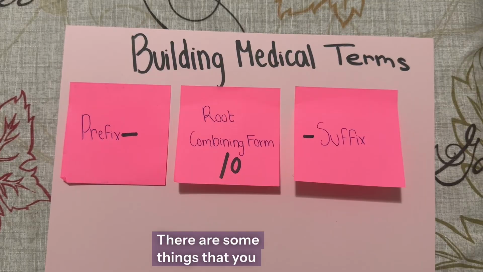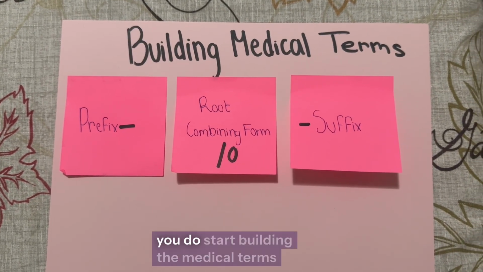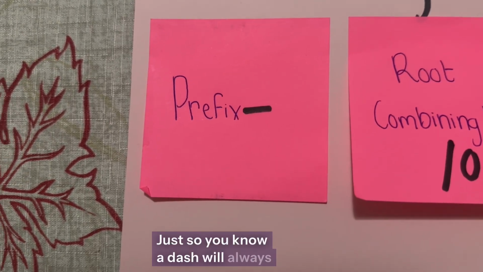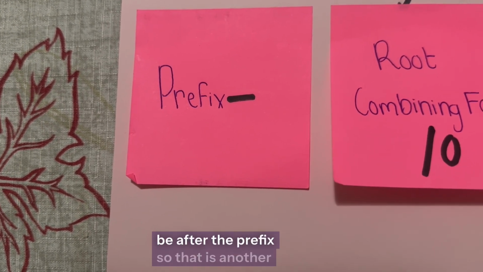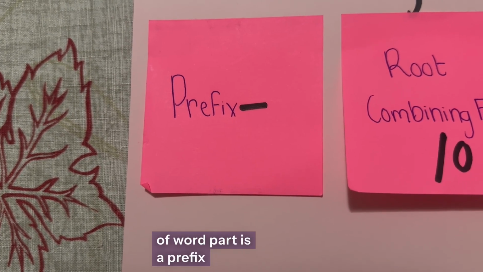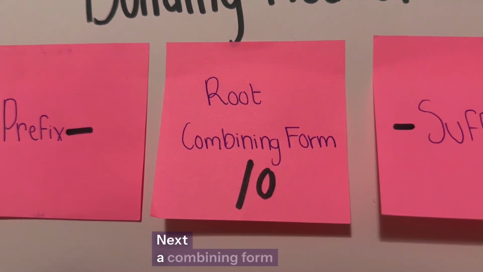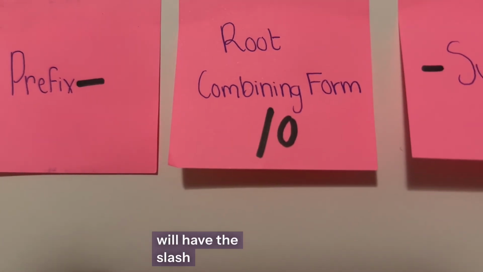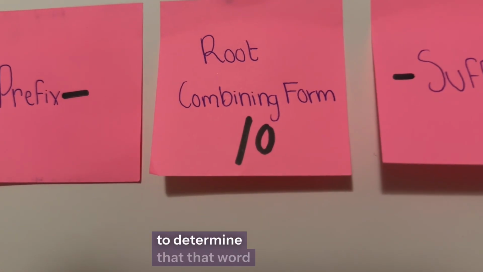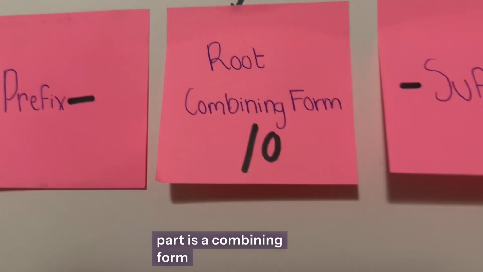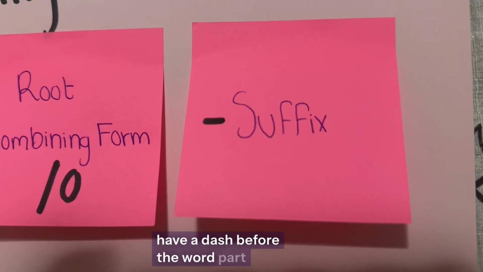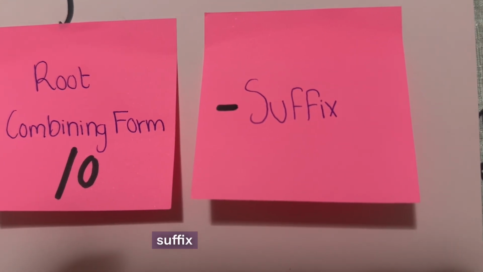There are some things that you do have to keep in mind before you start building the medical terms. Just so you know, a dash will always be after the prefix, so that is another way to determine that that type of word part is a prefix. Next, a combining form will have the slash and a combining vowel, typically O, after its root to determine that that word part is a combining form. And then lastly, a suffix will have a dash before the word part to determine that that is a suffix.